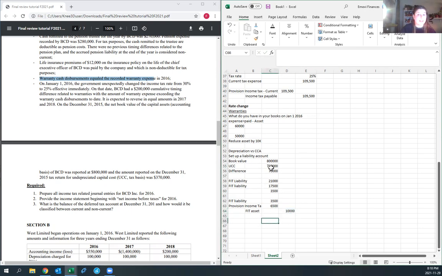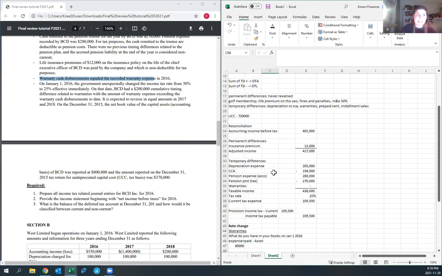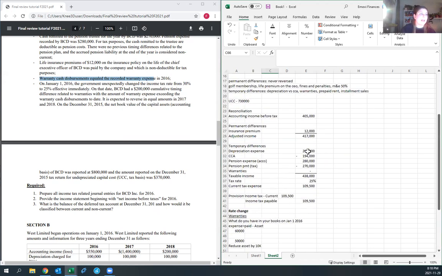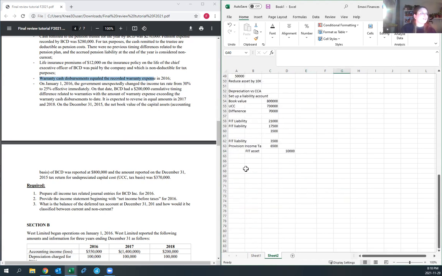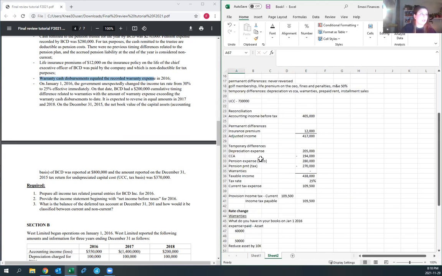All right, so I did the transaction for the rate change. We're not done yet. I have to do the transaction for my timing differences for the year. So my transaction for depreciation versus CCA. Here, if we just look at the net of the two, you see that it's positive by 11,000.